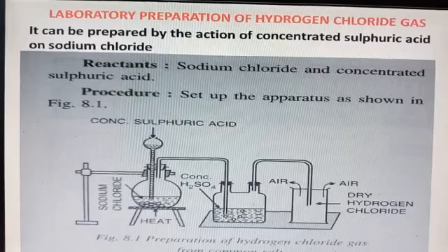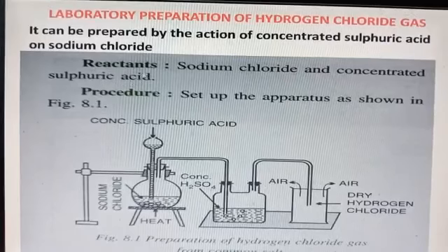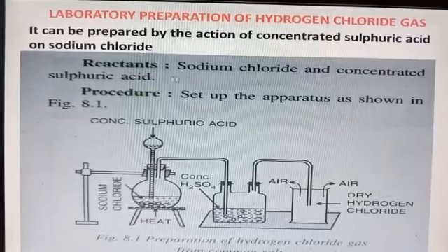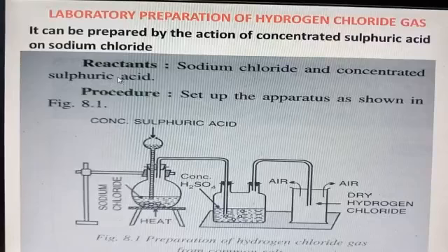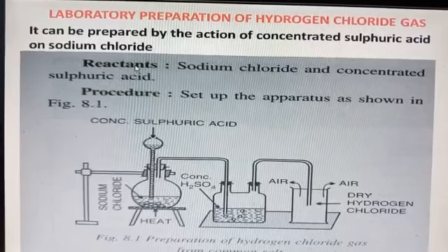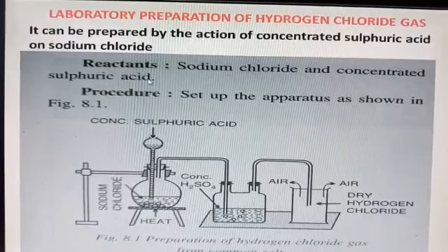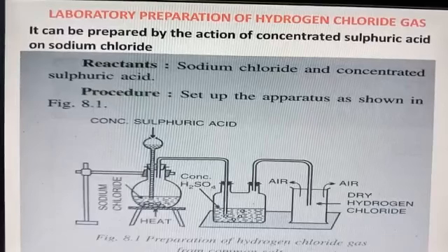So what are the reactants then? You are very much familiar now. The reactants for preparing hydrogen chloride gas in the laboratory are sodium chloride and concentrated sulfuric acid. Mind you, you need to learn these reactants. Sodium chloride and concentrated sulfuric acid are the reactants used for the preparation of hydrogen chloride gas.